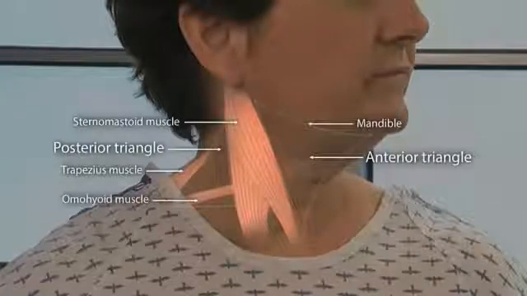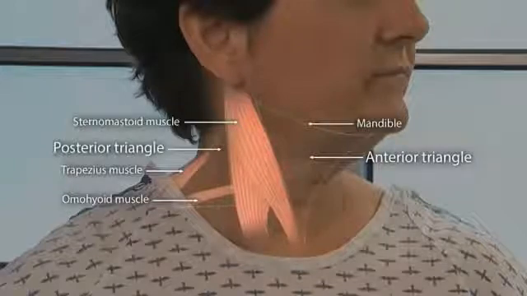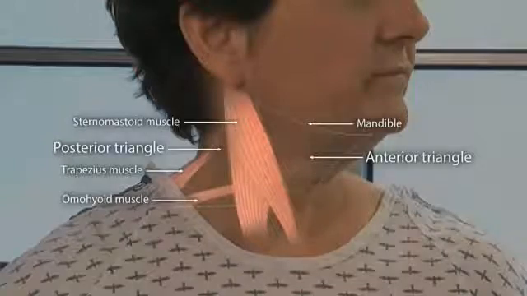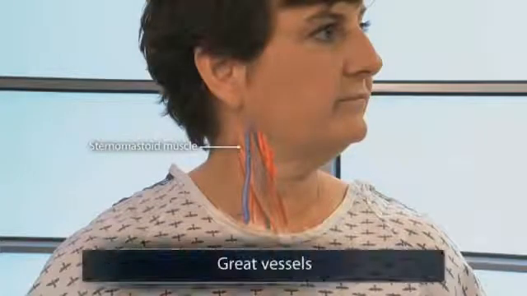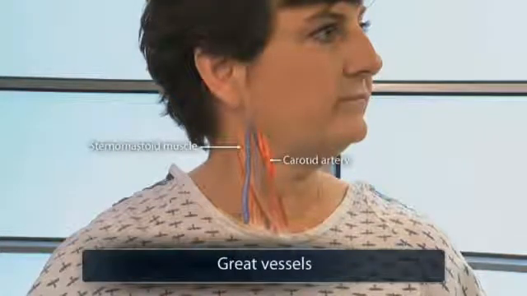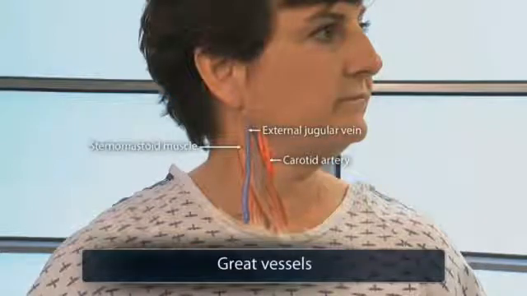A portion of the omohyoid muscle crosses the lower portion of the posterior triangle. Inexperienced examiners may mistake the omohyoid muscle for a lymph node or mass. Deep to the sternomastoids run the great vessels of the neck, the carotid artery, and the external jugular vein, which passes diagonally over the surface of the sternomastoid and may be helpful when trying to identify the jugular venous pressure.